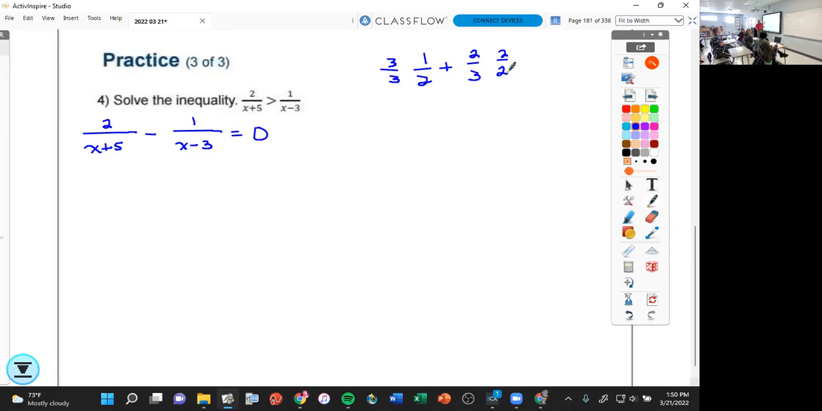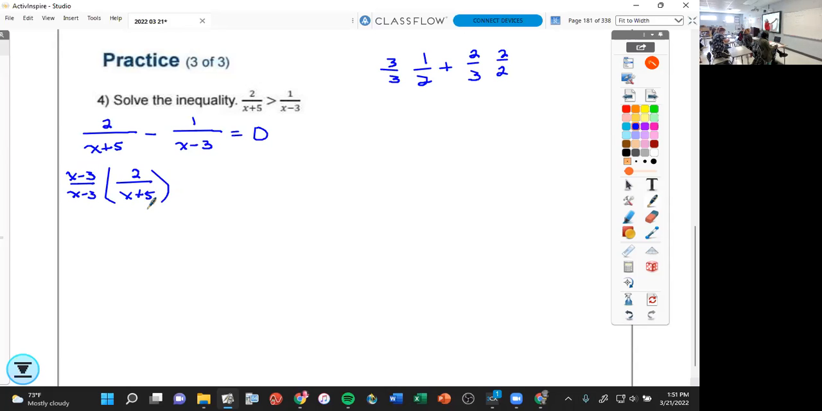Using that same logic, if the common denominator of this is 2 times 3, isn't the common denominator of this x plus 5 times x minus 3? Which means to turn this into an x plus 5 times x minus 3, what does it need? The bottom by x minus 3. So I'm going to multiply this one by x minus 3 over x minus 3 times 2 over x plus 5.